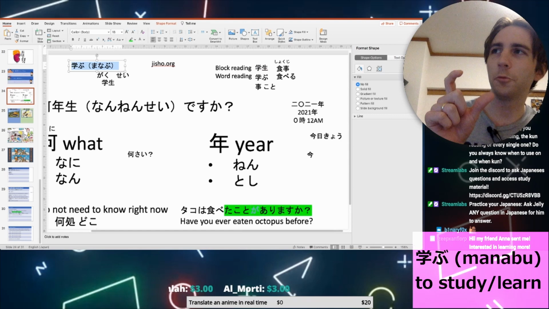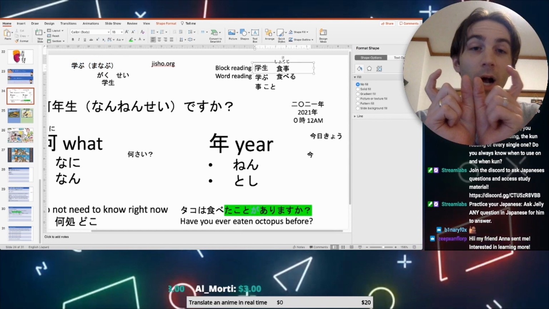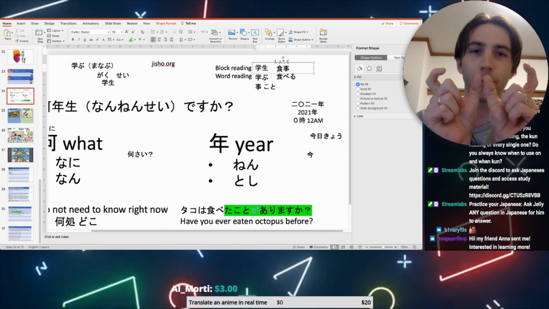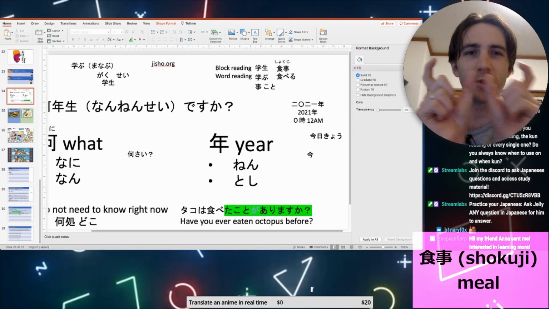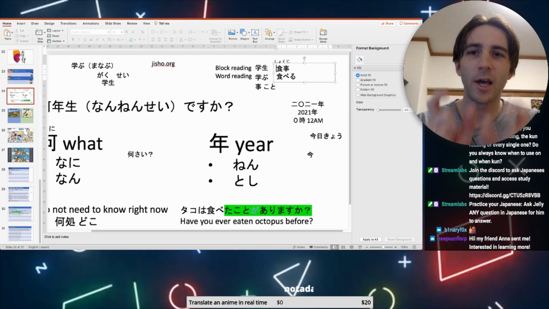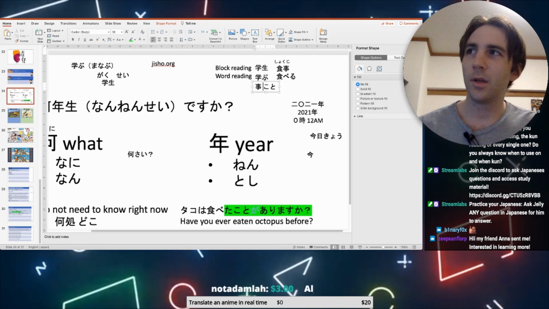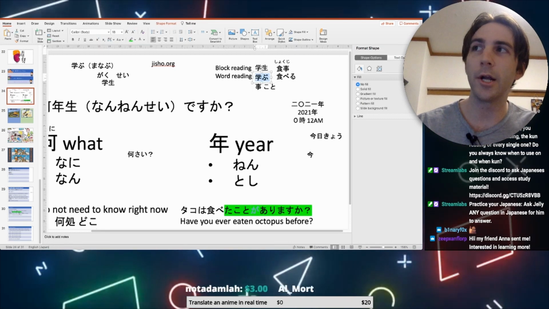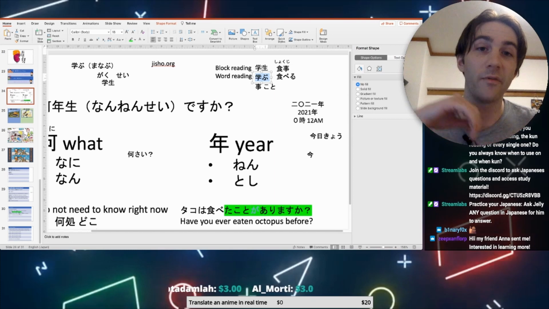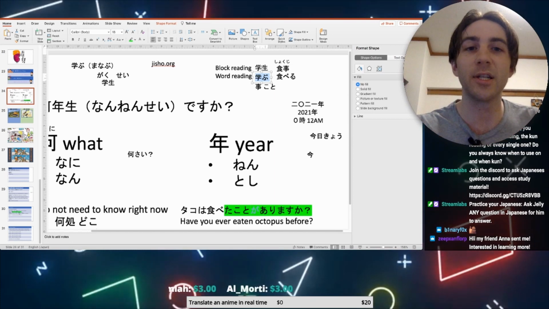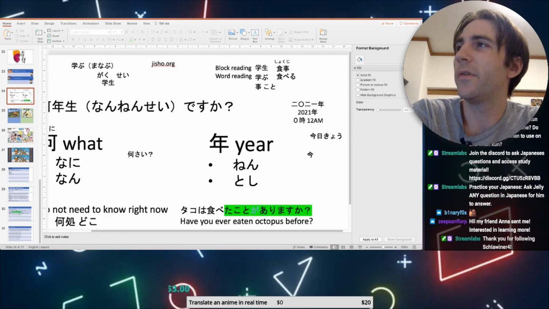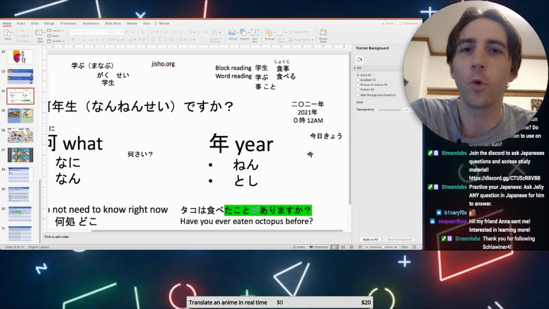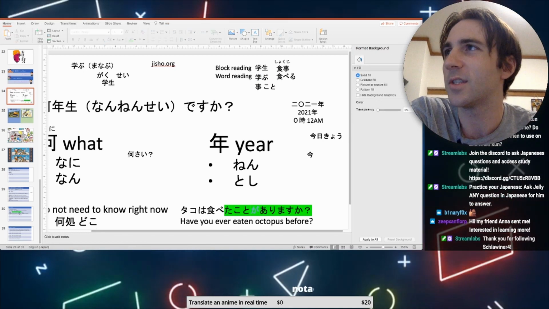Block reading would be when there's two or more kanji next to each other. They're blocks. So you have gakusei. Same with shokuji, okay? They're blocked together. But when it's a word, either it has hiragana in it and it's part of a verb, or let's say it's an adjective or something like that, I would call that a word reading. And then we've got the word reading, right? I think this makes sense.